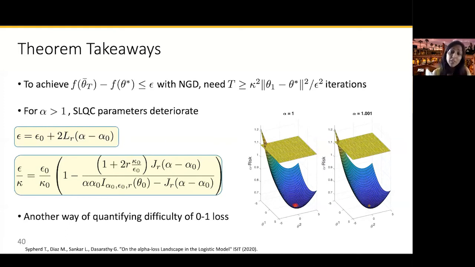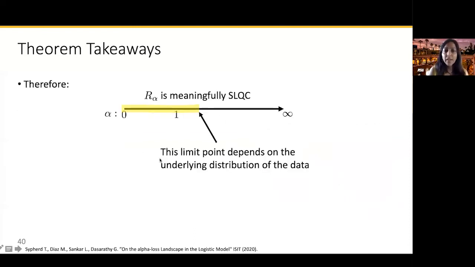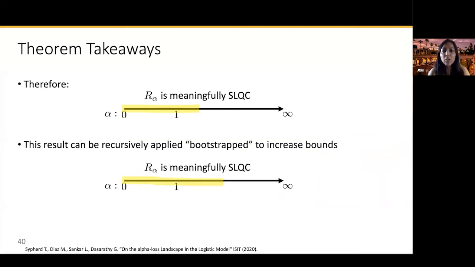And the interesting thing about all this is, at least with the logistic model, we've told you how hard it is to go from, say, log loss all the way to 0-1 loss. How much harder does it get, even if you had a loss function like alpha loss, to do that? How hard does it get in terms of convergence, in terms of iterations? Okay. All right. And so remember, if you were SLQC up to this range, you become SLQC in another range, but the width of that range obviously depends on the distribution of the data, but you can continually bootstrap. If you're SLQC here, you can bootstrap to here, and so on and so forth.